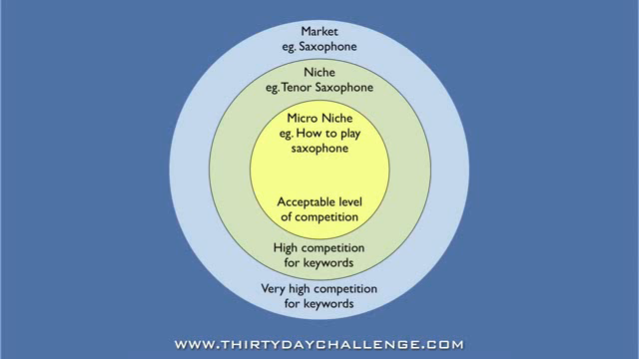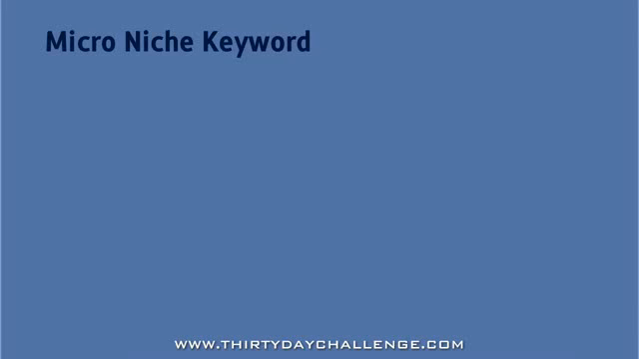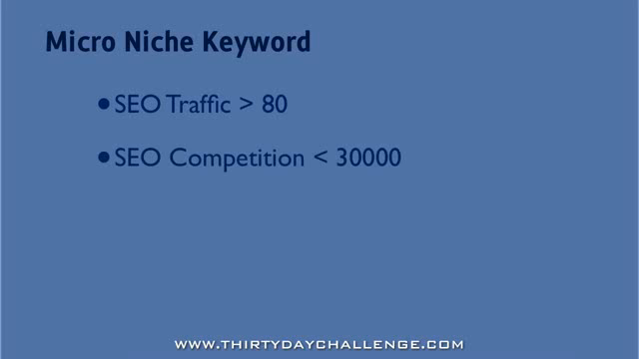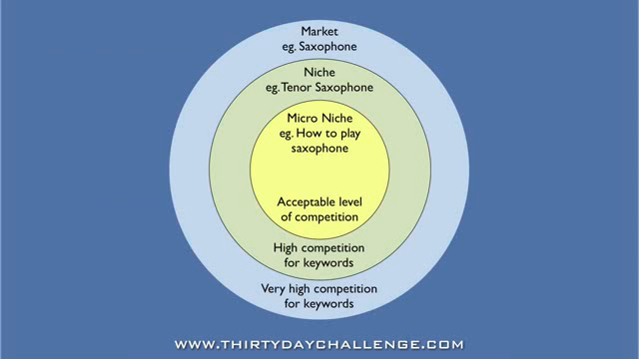And in a previous video, you will have seen that a micro niche keyword has the following characteristics. It has an SEO traffic value of over 80, which means the number one site in Google receives at least 80 visitors a day. It has an SEO competition value of less than 30,000, which means there are less than 30,000 competing websites. And it has a phrase to broad match ratio of at least 15%, to ensure that it's the type of term that people are actually searching for in the search engines.